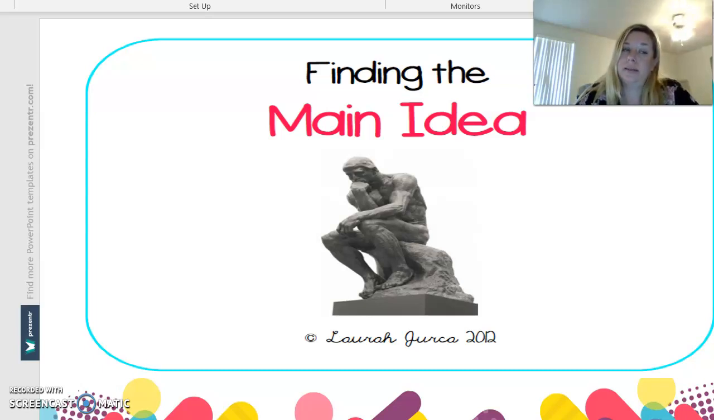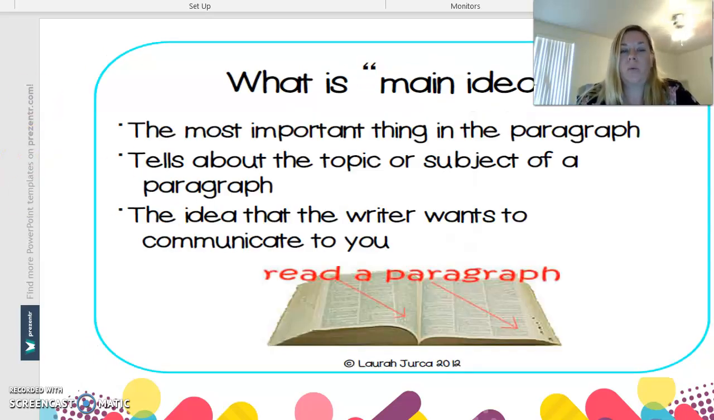What is the main idea, you ask? You probably know we've done it in third grade and even second grade, but let's remember what it is. The main idea is the most important thing in the paragraph. It tells about the topic or subject of a paragraph. The idea that the writer wants to communicate to you is what the main idea is.